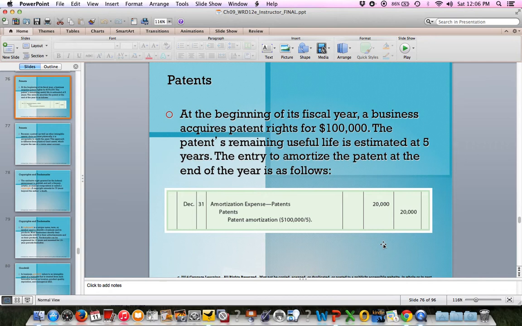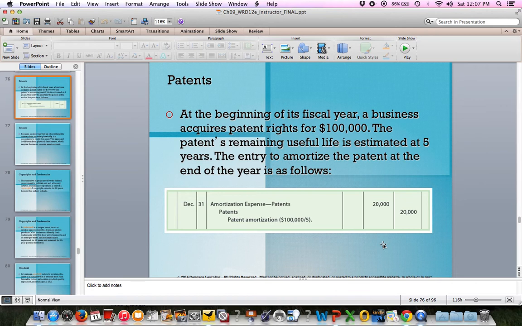Very common. And so when you buy the rights, obviously it's kind of like buying an asset, or I should say a physical asset. It's just that you have a piece of paper that says, now I have the right to do something. So when I buy the asset, I would debit patent and credit cash for $100,000, and I'm just simply going to straight line it. Okay, so I'm basically saying I expect to be able to use this patent for 5 years.